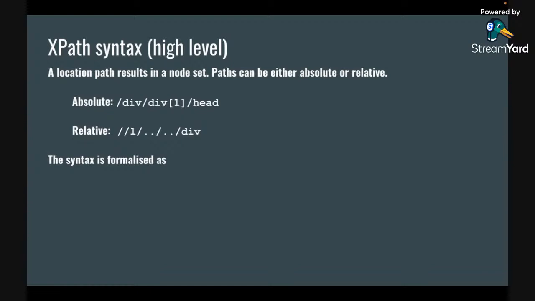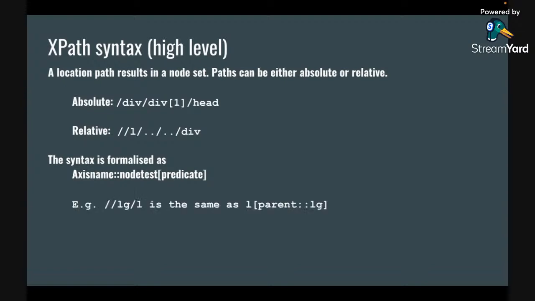Now, the syntax in XPath is generally formalized in this way, with an axis name, double colon, node test with a predicate in brackets. What that means, practically speaking, is illustrated here by this example. Double slash LG followed by single slash L is a relative path that says take me to any LG element followed by an L element.